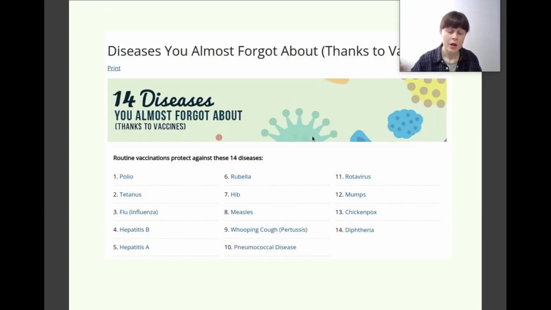So, a vaccine is a biological preparation that improves immunity to a particular disease, and you see that thanks to these vaccines we have almost forgotten about these 14 diseases. And I need to mention that, for example, measles and polio are very dangerous diseases, and nowadays we almost never see them in clinical cases. So be safe through vaccination.